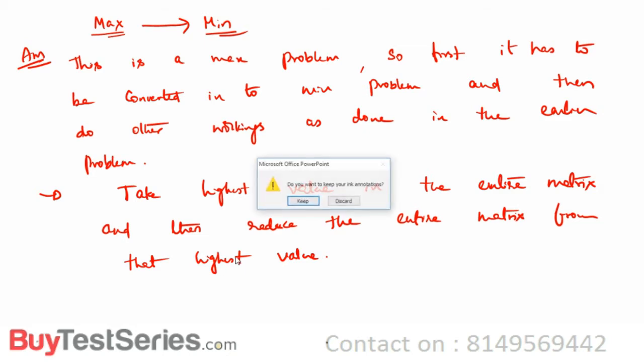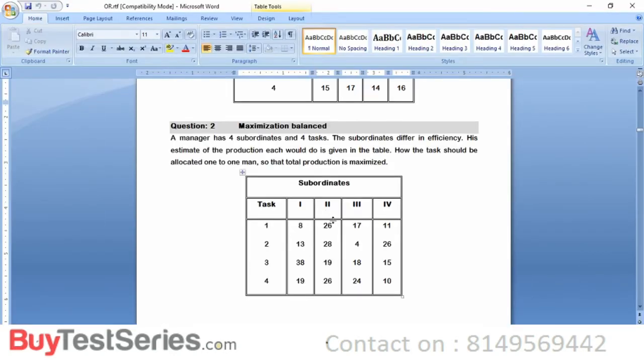For example, let's have a look into the question once. See here. What is the big number that you've got? 38, right? In the entire matrix. So from this 38, you have to reduce the whole matrix. 38 minus 8 is 30. 38 minus 26 is 12. 38 minus 17, 21. 38 minus 11, 27. 38 minus 13, 25. 38 minus 28, 10. 38 minus 4, 34. 38 minus 26, 12. 38 minus 38 is 0. 38 minus 19 is 19, 38 minus 18 is 20, 38 minus 15 is 23, 38 minus 19 is 19, 38 minus 26 is 12, 38 minus 24 is 14, and 38 minus 10 is 28. You got the point? So take the highest number in the whole matrix and then reduce the whole matrix from that big number. You'll get a revised matrix.